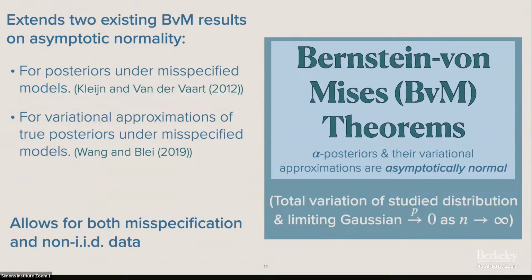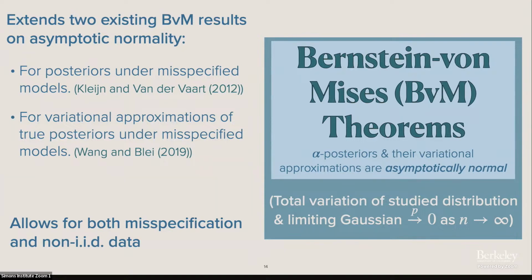I'll use the term asymptotically normal, but I'm being a little loosey-goosey with my language here, right? What I actually mean is that the total variation distance between the alpha posterior or its variational approximation and a Gaussian distribution, which also depends on n, goes to 0. So that's what I'm saying there.